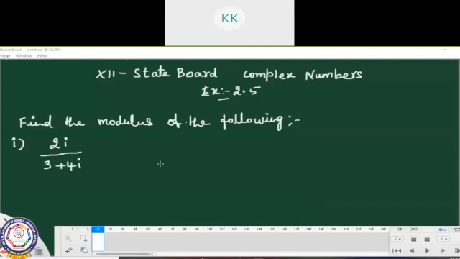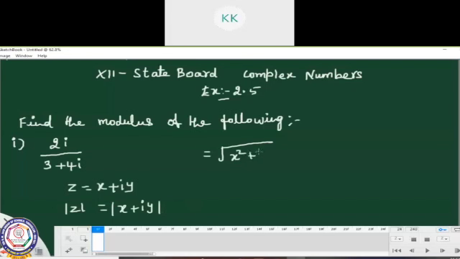Sri Gurubhyo Namaha children. This is the 12th standard state book, exercise 2.5, complex numbers. Find the modulus of the following. What is the meaning of modulus in a complex number? For example, z equals x plus iy. Modulus of z equals modulus of x plus iy, which gives root of x square plus y square, that is, root of real value square plus imaginary value square.